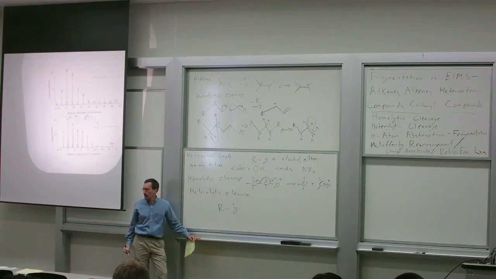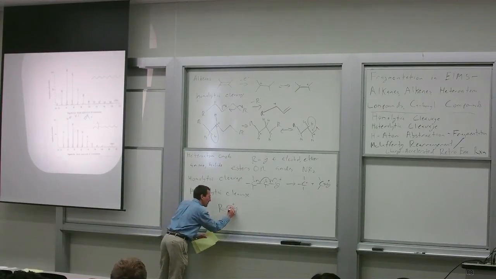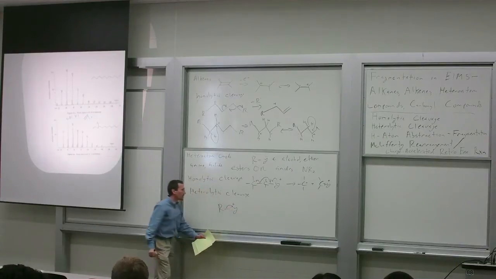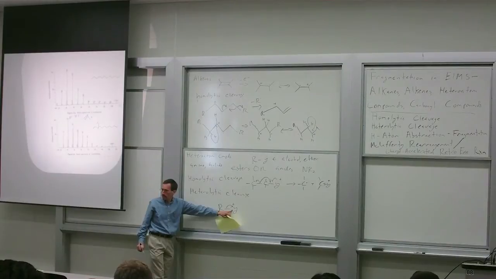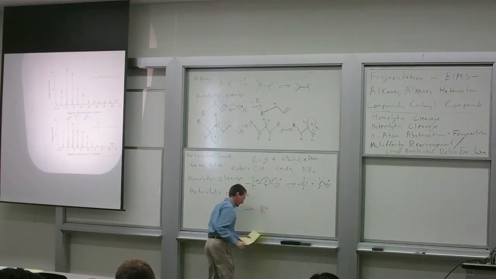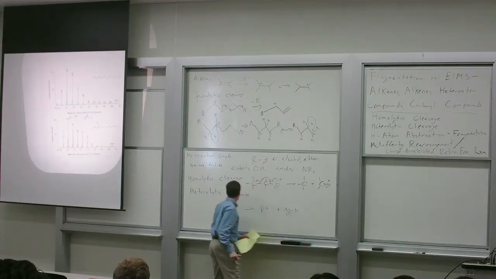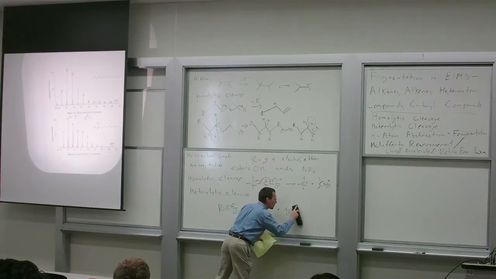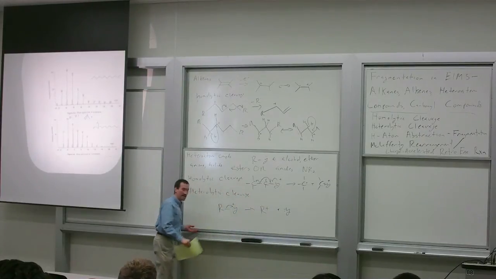It's a radical cation on Y. Y is a leaving group. The leaving group can leave with its pair of electrons. And now if we write a curved arrow mechanism, if the leaving group takes its pair of electrons, that's going to give us R plus, and it's going to give us YH with a lone pair on Y. Getting ahead of myself.